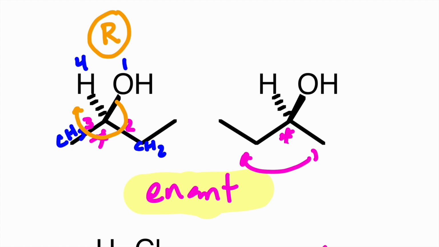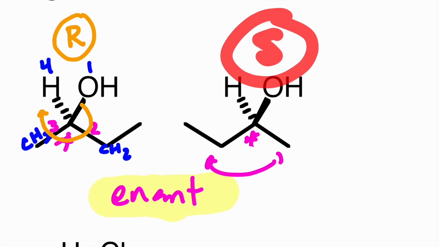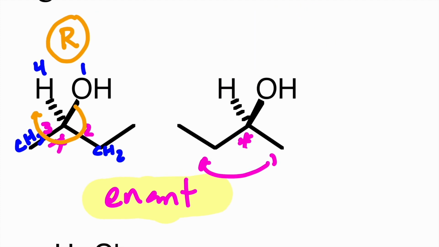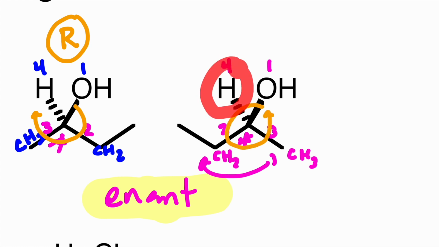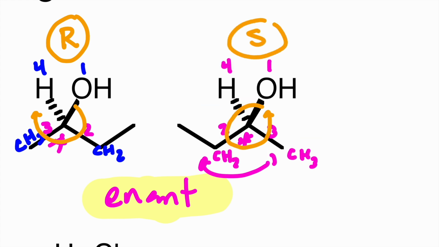So in theory, guys, this should be an S, but let me prove it. So my H is my 4, my O is my 1, and I have CH3 here and a CH2 here. So this will be the 2, this will be the 3. So then I go 1, 2, 3, and this time the H is still in the back. Now I'm going to the left. So yep, there it is. So enantiomers, one is an R and one is always an S.